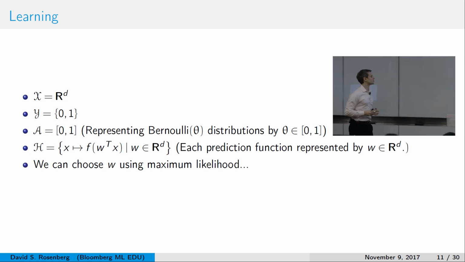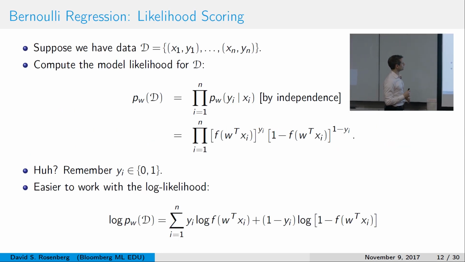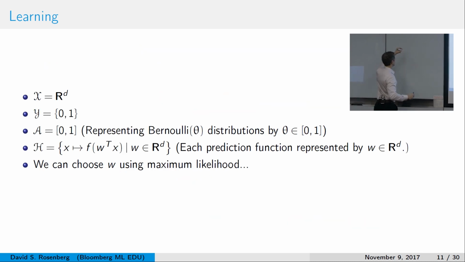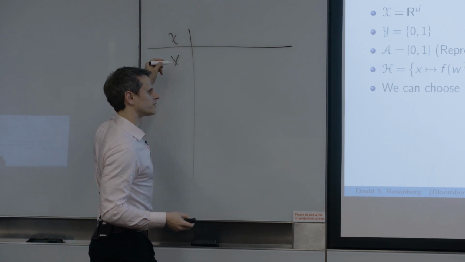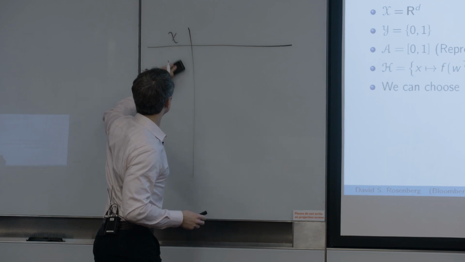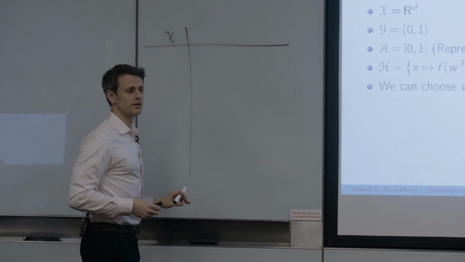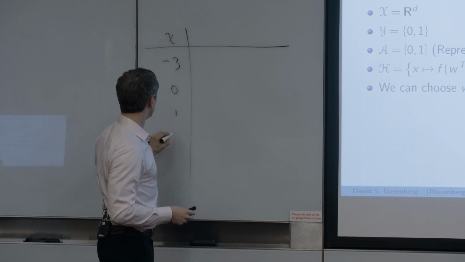All right. So we can choose the w using maximum likelihood. And let's look what that looks like. Let's develop it ourselves. So suppose we have a few x's. Let's suppose x is real. So some possible inputs: -3, 0, 1, 2.